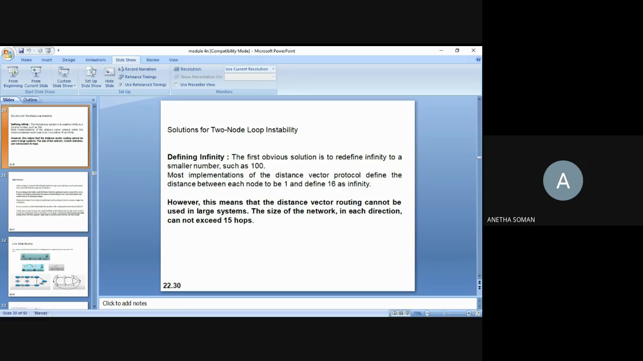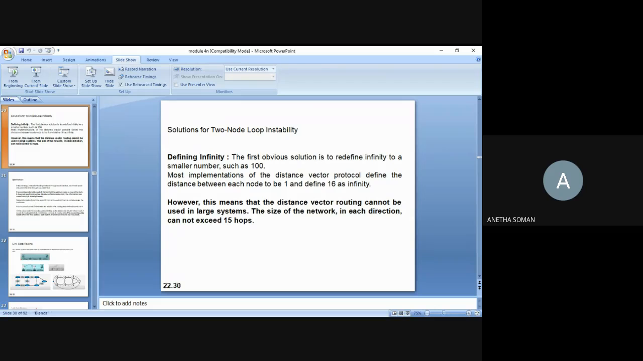Later you will be studying, I have told you, that the Routing Information Protocol is based on the distance vector routing algorithm, and there they have defined the infinity count as 16. That means only 16 hops or 15 hops can be made in a network. Okay, so the first thing is you can avoid this two-node loop instability or the count to infinity problem by defining the value of infinity as a number.